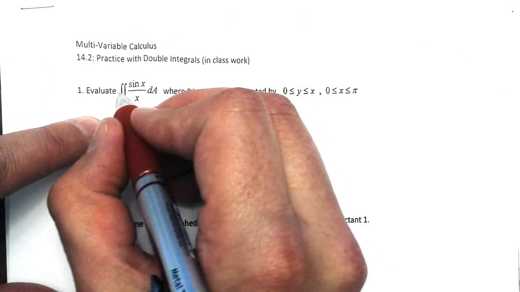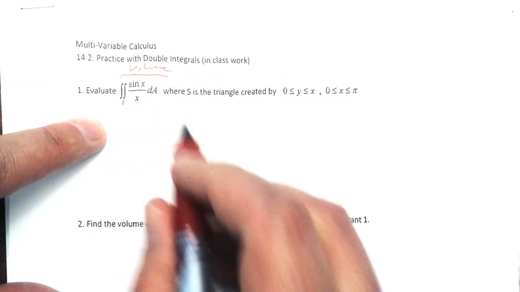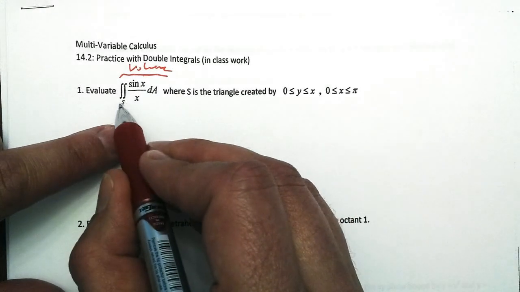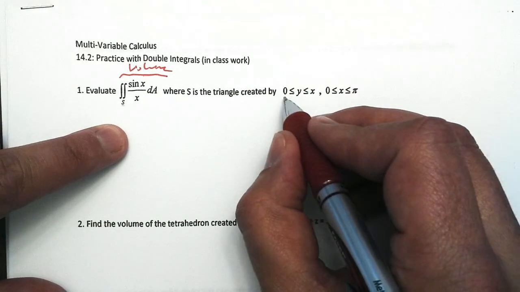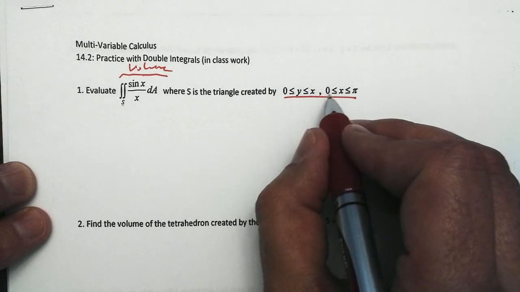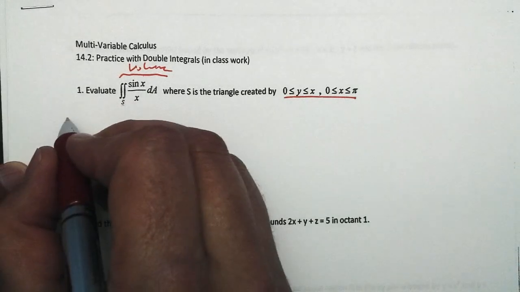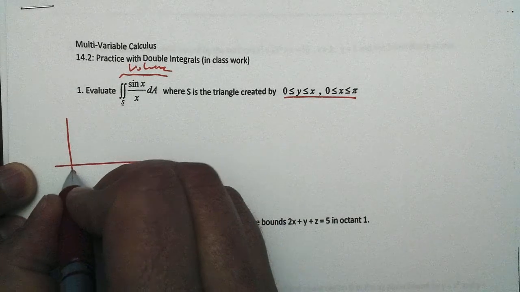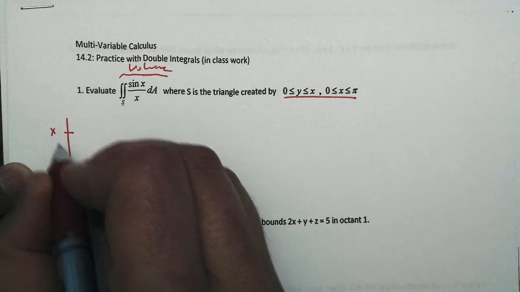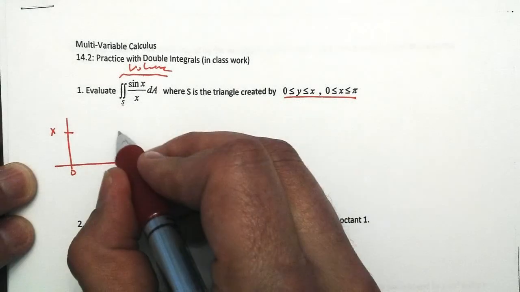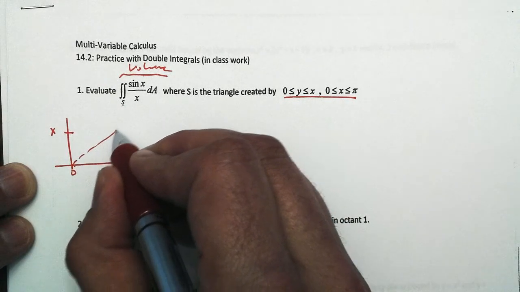Alright, so remember what this is really looking for is a volume right here. The dA is the area of my base. S is the domain of my base. And they tell me that the base is created by the following triangle. Y goes from 0 to x, x goes from 0 to pi. So if I were to draw this out, my y values go from 0 to some x value, and my x's go from 0 to, let's say, pi. So it's going to make this little triangle, y equals x.